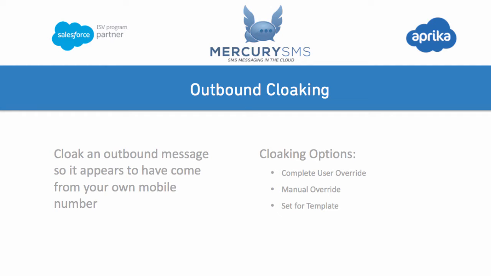Mercury SMS now provides you with the ability to cloak an outbound message. This means rather than the message being received as though your message media number has sent it, it will appear to have come from your own mobile number. The cloaking functionality can be used in three ways. You can have a user completely override, so all messages will be sent via the cloaked number, or you can manually override it at the time of sending the message, or you can set it to be cloaked when using a specific template. Let's take a look at each option.